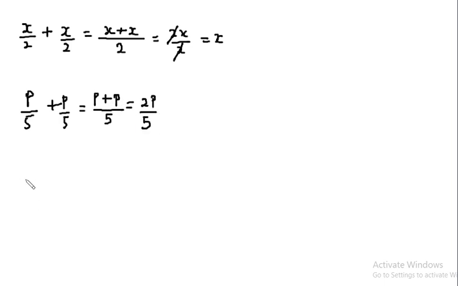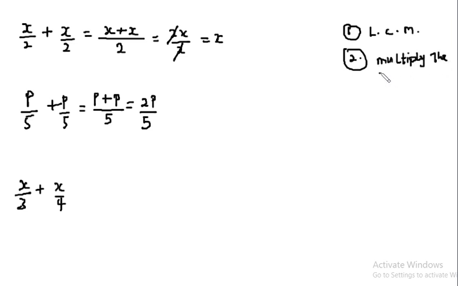So what if we are asked to do something like this? Say we are asked to do x over 3 plus x over 4. So how do we deal with the denominator? There are two ways to deal with the denominator. Number one, we find the LCM. Number two, we multiply the denominators.